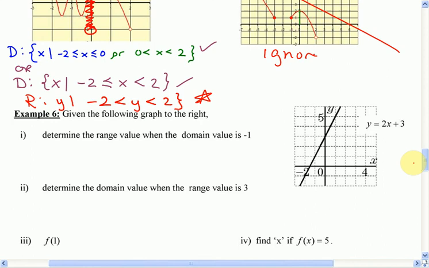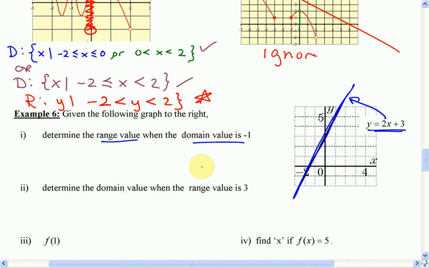I want you to now look at example number 6. And notice here what I've done is I've given you a graph. Here's the graph, okay? This is the equation that corresponds to the graph. Now here we're going to talk about domain and range again. It says determine the range value when the domain value is -1. Now which one is it? Which one is domain? Which one is range? Which one's x? Which one's y?